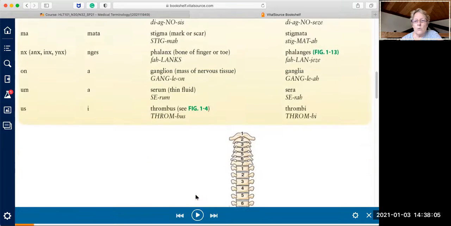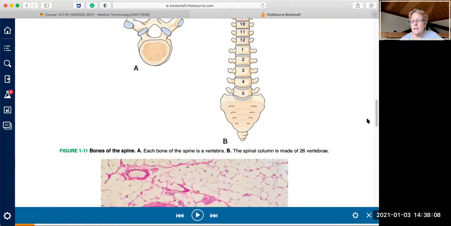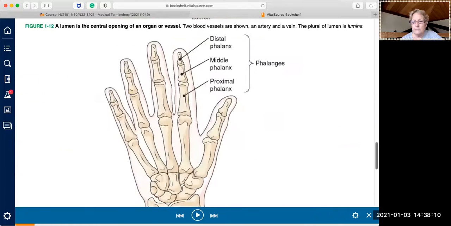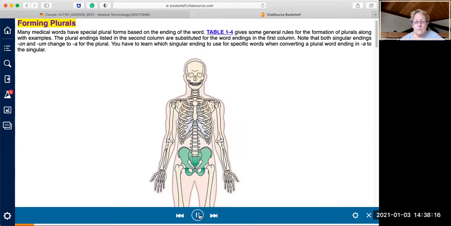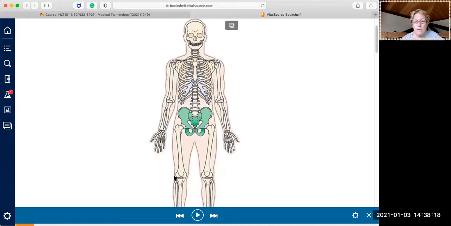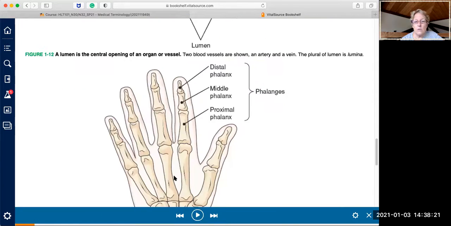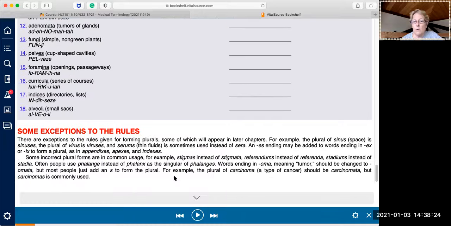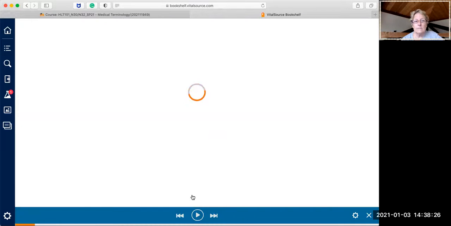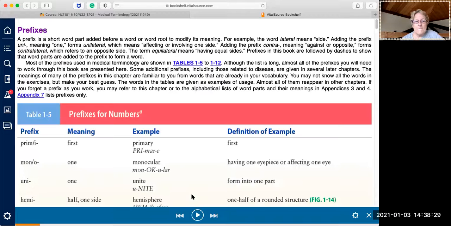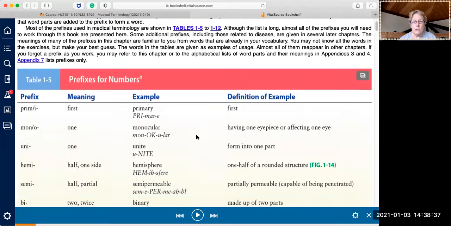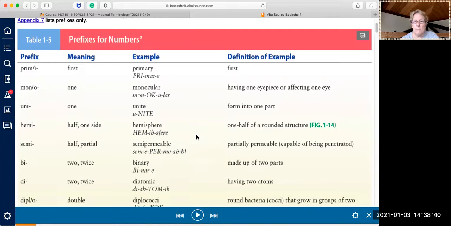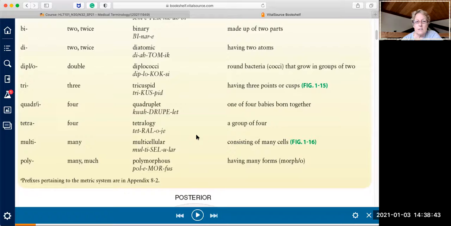So it goes all through suffixes, and then we're going to move on into prefixes. Forming plurals. So we're going to have tons and tons of prefixes you didn't even realize existed, most likely. So we have 5 tables of prefixes, and these are categorized by numbers, as you can see here. And as you go through this, I bet you know the majority of all of these.